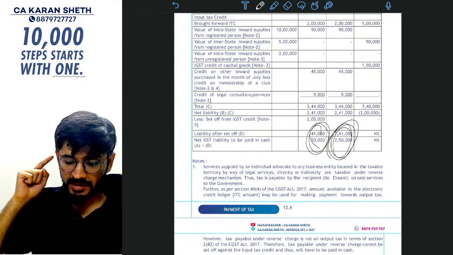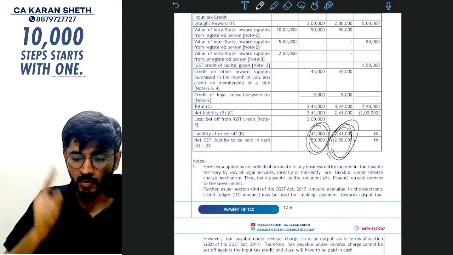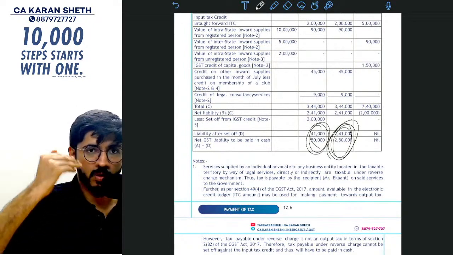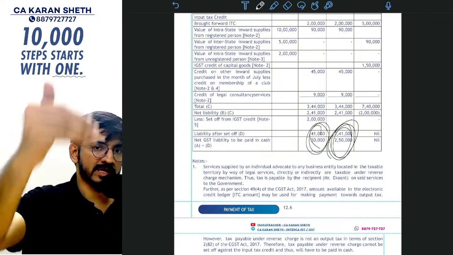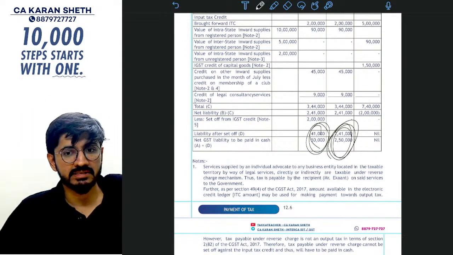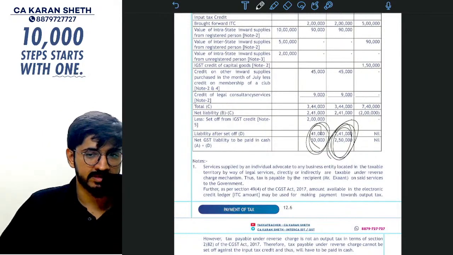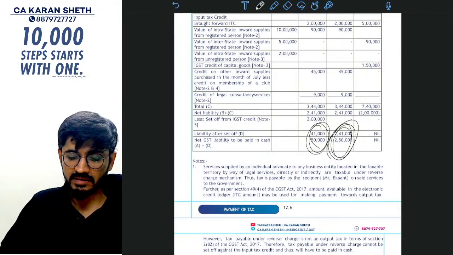I would really urge you to go ahead and solve all the other Q&As of payment of tax. Please do it, guys. It will just give you a lot of confidence. Okay, that's it, my dear friends.